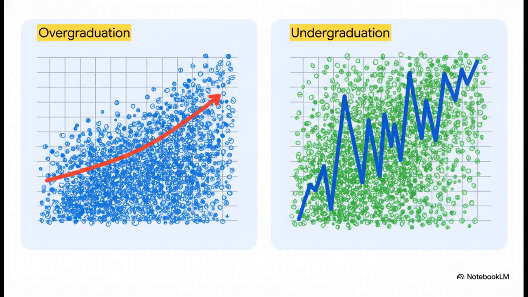So if you focus too much on smoothness, you get something called overgraduation. You end up with this beautiful, elegant curve that might completely miss the real story in the data, overestimating the risk here and underestimating it there. Now, if you go the other way, you get undergraduation. That's where you've hugged the original noisy data so tightly that your final curve is still a chaotic mess. You haven't really solved the problem at all.